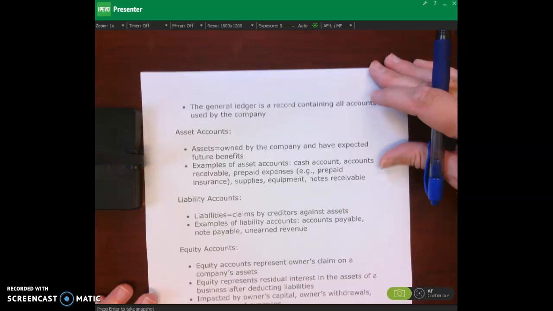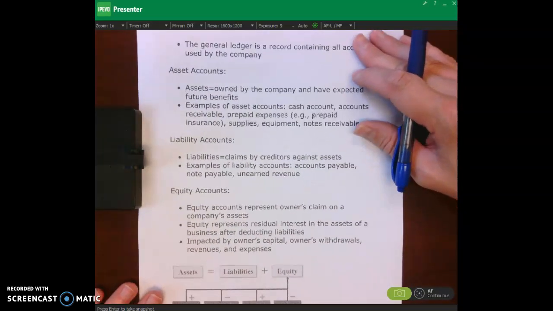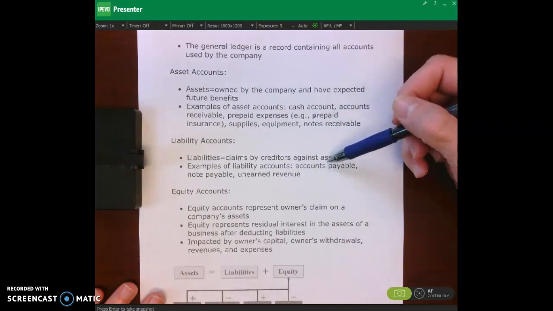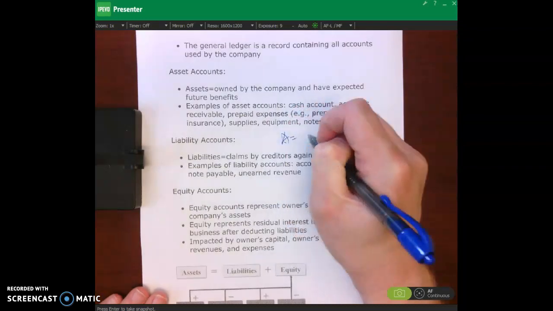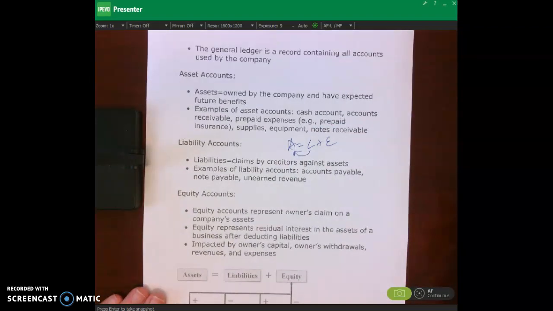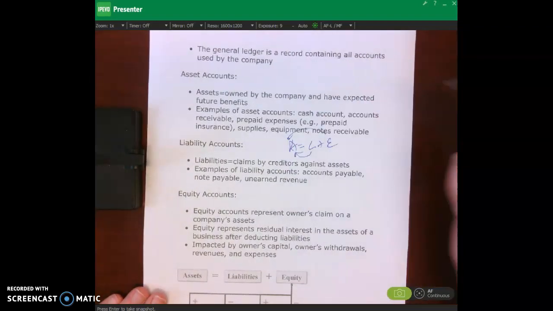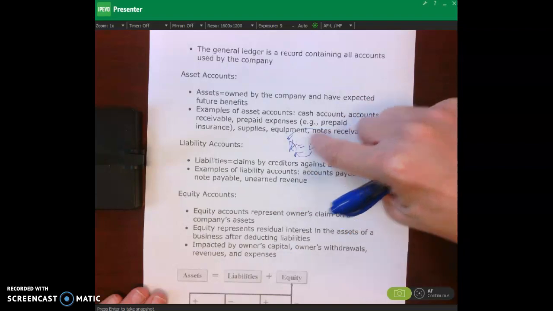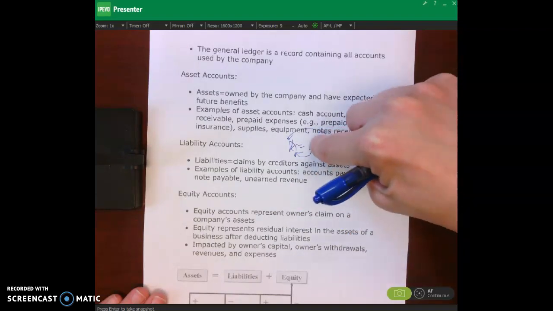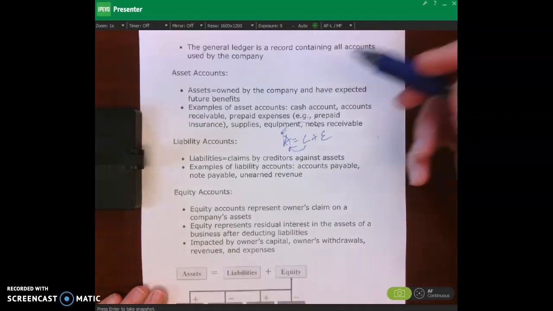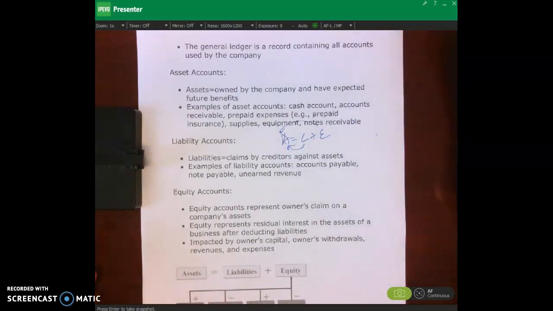Okay. Liability accounts, just like what we talked about in the chapter 1 lecture videos. Liabilities are claims by creditors against the assets. Because remember, our accounting equation says that assets equals liabilities plus equity. Liabilities are the creditors' claims on those assets. Equity are the owner's claims on those assets. So basically, assets, as you can see by the equation, is divided into liabilities and equity. This is what the creditors' claim on the assets are. This is what the owner's claim on the assets are. Examples of liabilities, and again, you can think of liabilities as something the company owes to its creditors.